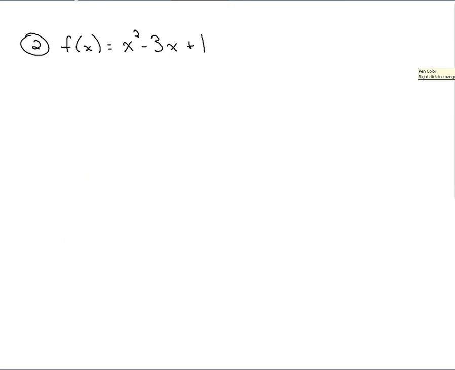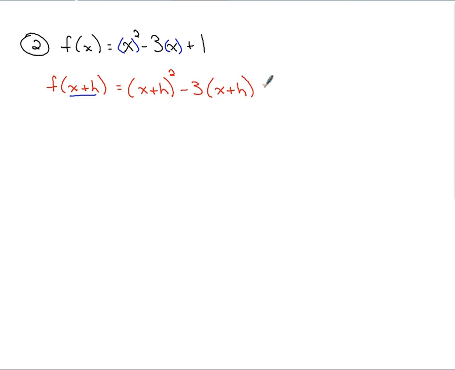So new function, same routine. Start with figuring out what f of x plus h is. We appreciate the x plus h inside here is replacing the x's back in the original function as f is defined. So we substitute in the place of these x's that x plus h, and we get x plus h as a quantity squared minus 3 times x plus h, all that plus 1.